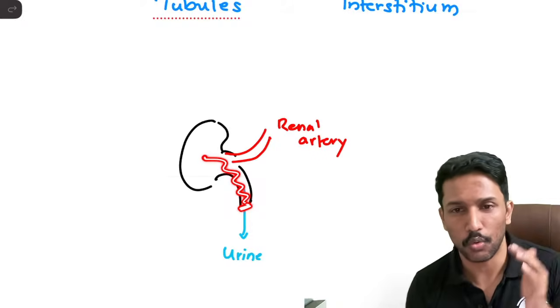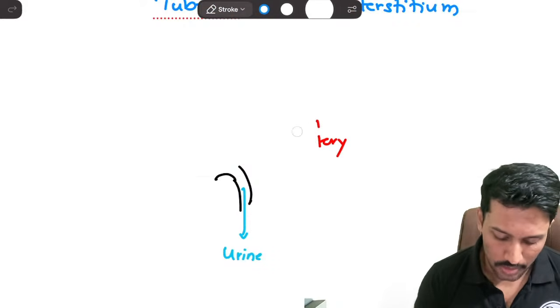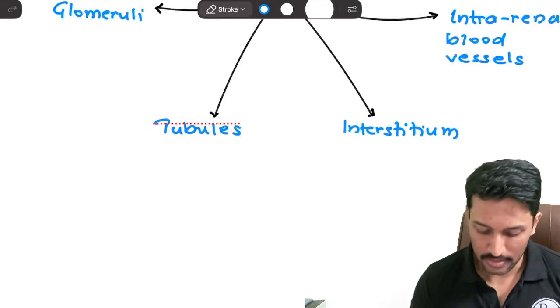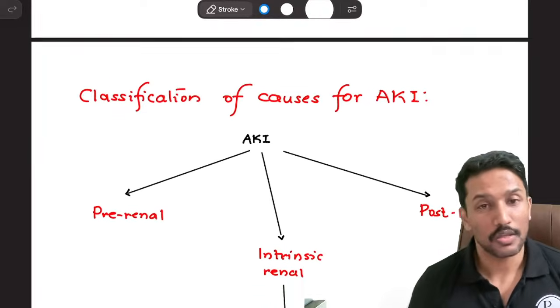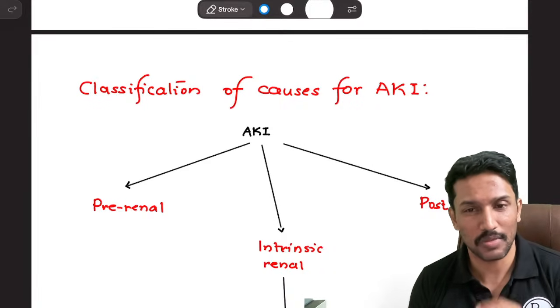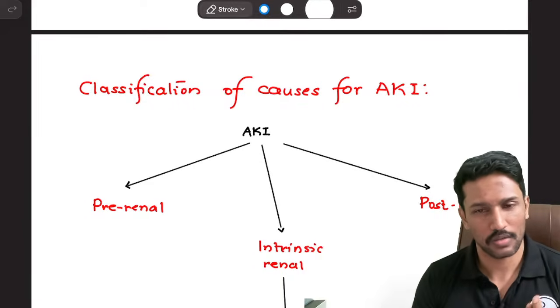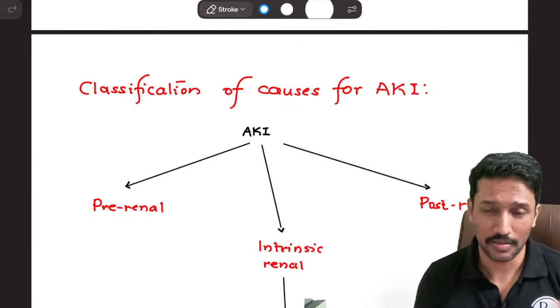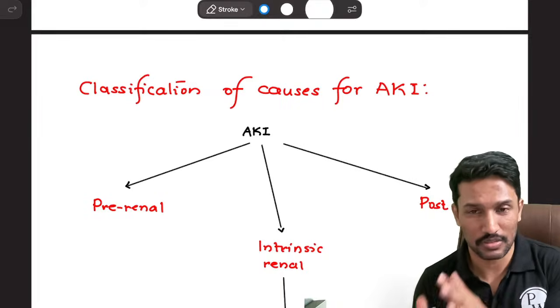So we'll call that post-renal. So the causes for acute kidney injury, where creatinine will rise by 0.3 milligrams per deciliter or higher within 48 hours, or 1.5 times the baseline within 7 days, or urine output drops to less than 0.5 ml per kg per hour for 6 hours.